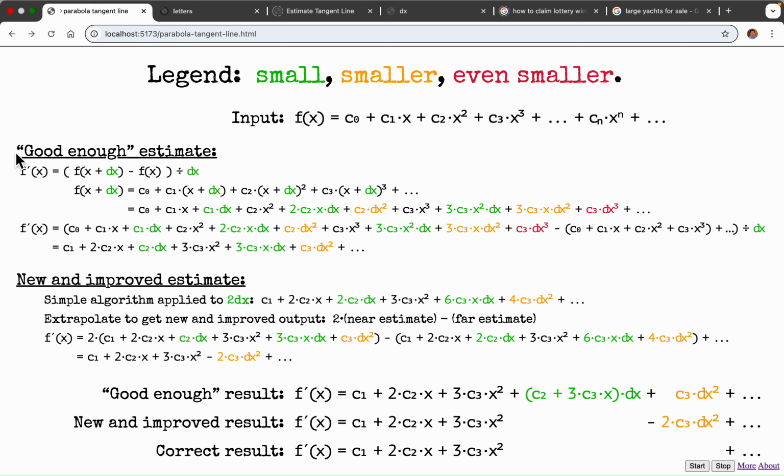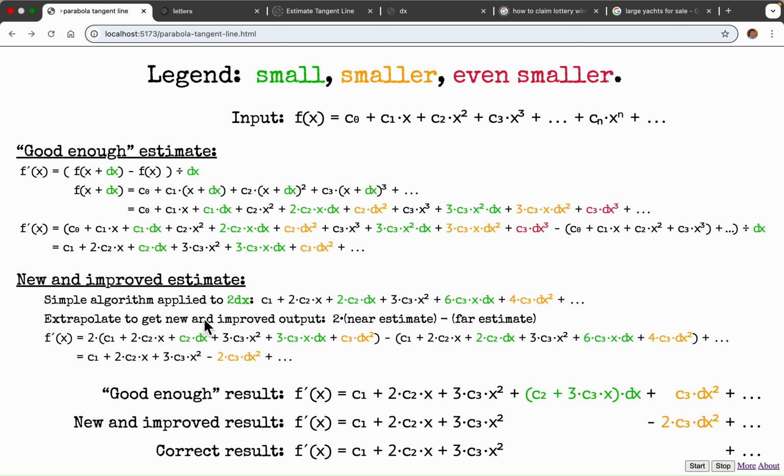And this is where we started. This was the good enough estimate, and the whole point of this project was to come up with a new and improved estimate. And well, part one, we do this good estimate again, but instead of looking at this dx that was small, we're going to look at 2dx. So it's still small, but it's not quite as small as our first estimate. And we go through this same process, and we get something very similar looking, just a few different constants.